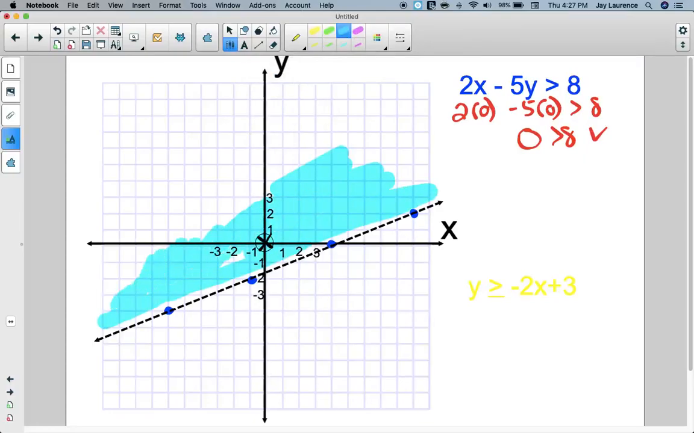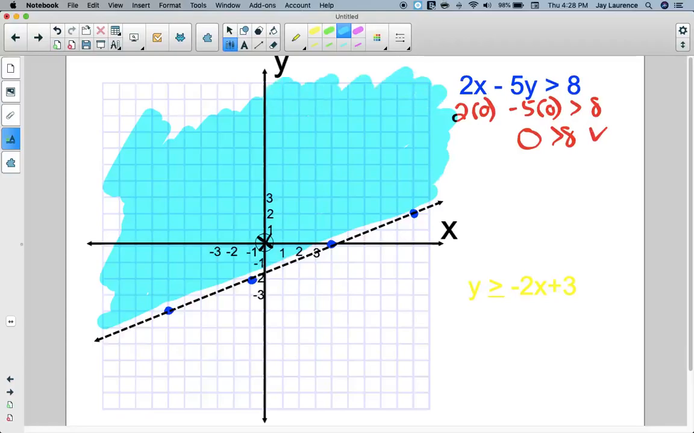Shading, shading, shading. Okay. And this is the graph of 2x minus 5y is greater than 8. All these points over here, even the ones I'm accidentally missing, the little white gaps, they're solutions to the inequality.